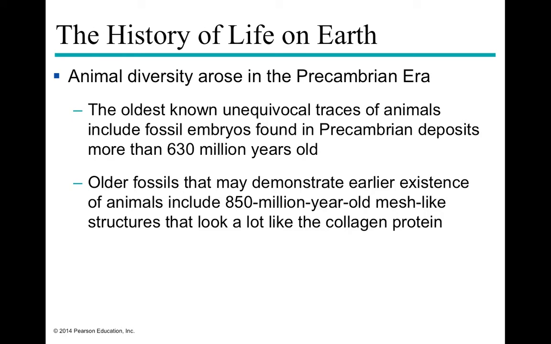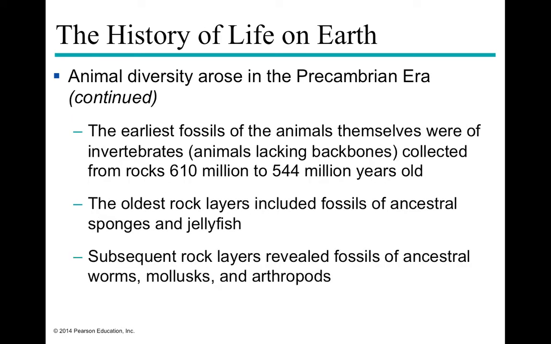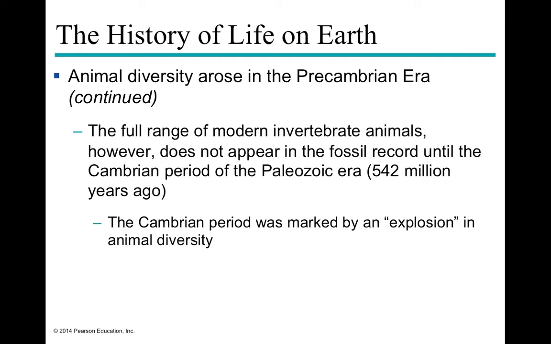And we do have older fossils that could indicate animal existence, but they're not exactly what we would consider to be animals just yet. So again, they're kind of like an intermediary. But in the Precambrian era, we have a ton of animals coming to life. So the earliest fossils, again, are 600 million to 550 million years old. And that's going to include sponges and jellyfish. Again, we're in the waters. And these are going to eventually lead to worms, mollusks, and arthropods. However, we're not going to end up with modern invertebrates until much, much later, until the Paleozoic era. Then we end up with, again, this Cambrian period.